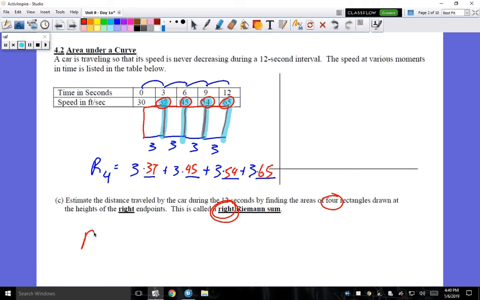Okay, so R sub 4 is equal to, you can do this if and only if they're equal distance as far as the width of the bases. So 37, 45, 54, and this is how I would prefer you to write it on your tests and quizzes and whatnot. 37, 45, 54, and 65.